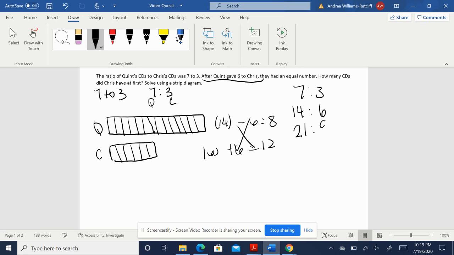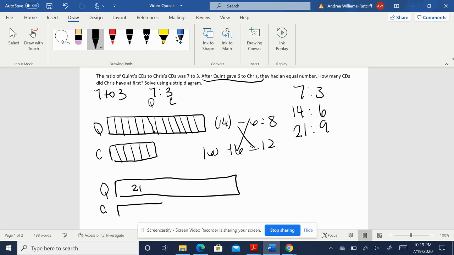What about 21 and 9? Okay. If that were the case, let's take a look. I'm not going to try to draw the strip out with 21, but I'm just going to write it in here. We'll put 21 and 9.